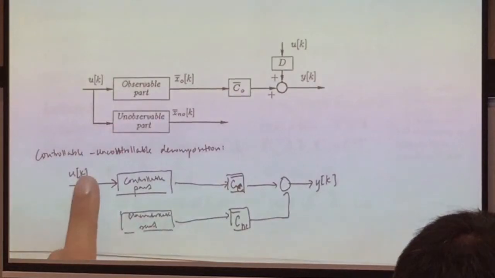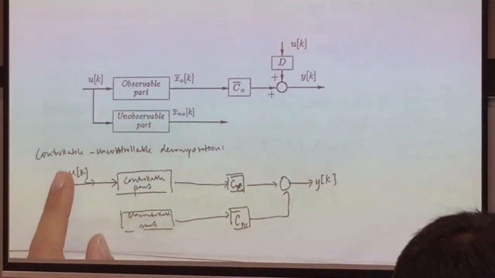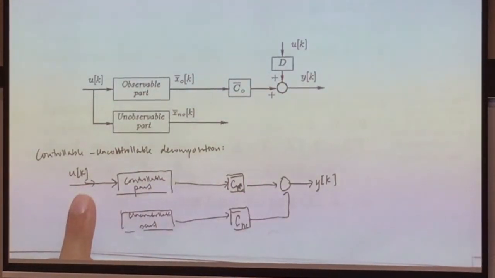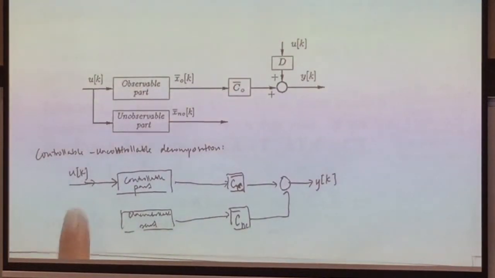This is exactly the same as the controllable portion. But controllable portion, we say that controllable parts can be controlled by a different U. The non-controllable part cannot be controlled by the different U. So, alright?